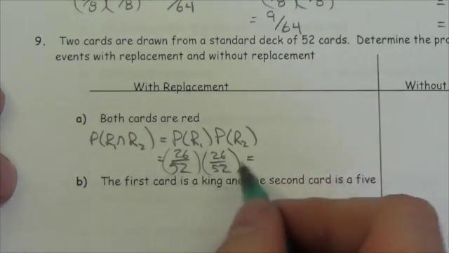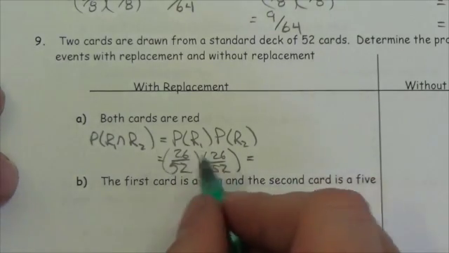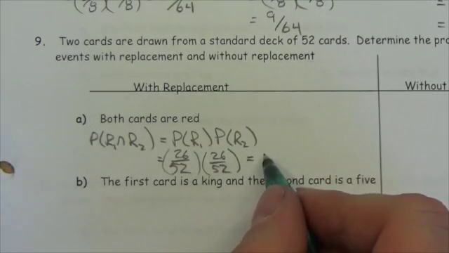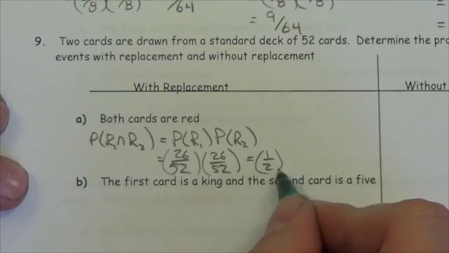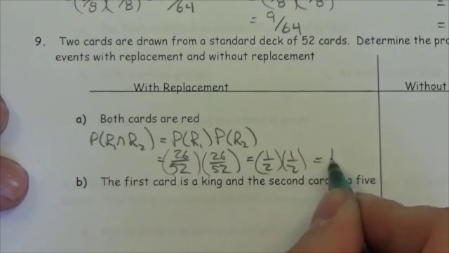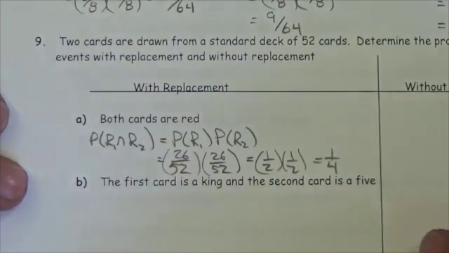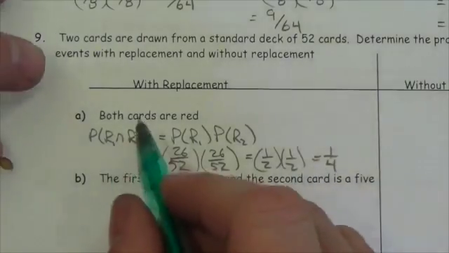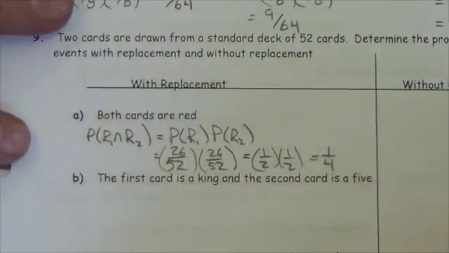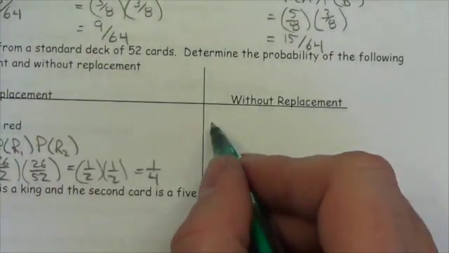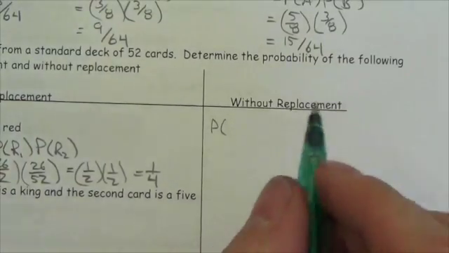Okay. Now, granted, this is going to end up being really large numbers here, but I can simplify first. That's going to be 1/2 times 1/2, or ultimately 1/4. That's the probability that they're both red if you're replacing the card. Now, if you're not replacing the card, these become dependent events.